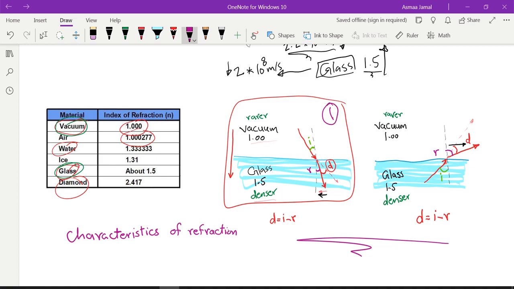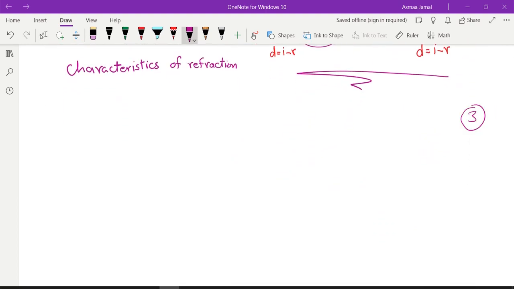This is the first one. When the light passes from rarer medium to denser medium, it deviates towards the normal in the denser medium. Quite the opposite in the second. When the light passes from denser to rarer medium, it deviates away from the normal in the rarer medium. The third one: in any refraction surface, there will also be some reflection.